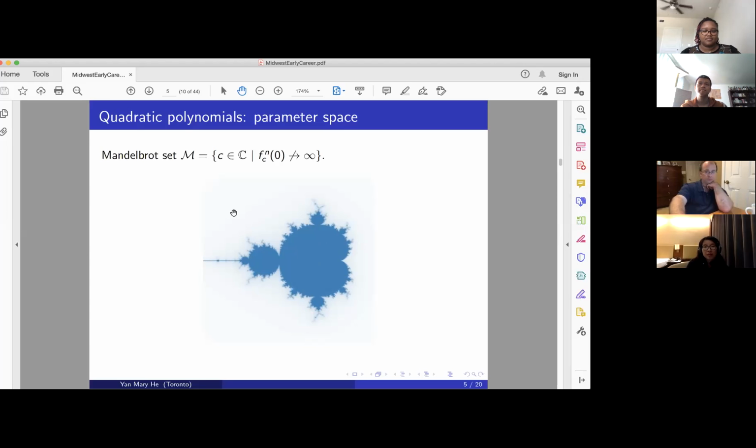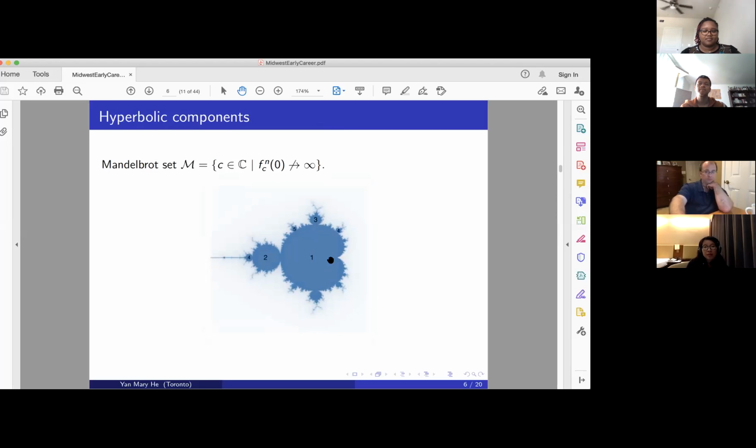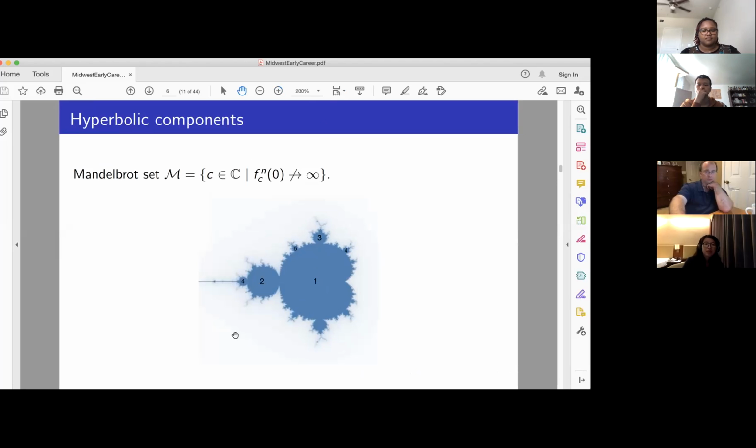Right. So what is a hyperbolic component? Very roughly speaking, the darker region is our Mandelbrot set. A hyperbolic component is any blob-shaped subset of the Mandelbrot set. So here, for example, I labeled 1, 2, maybe I can zoom in a little bit, right? I labeled 1, 2, 3, 4, 5 to illustrate these are different hyperbolic components, right?